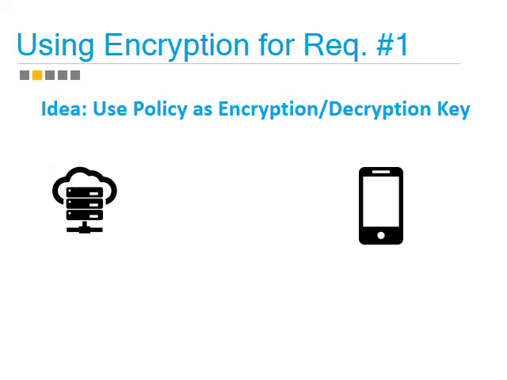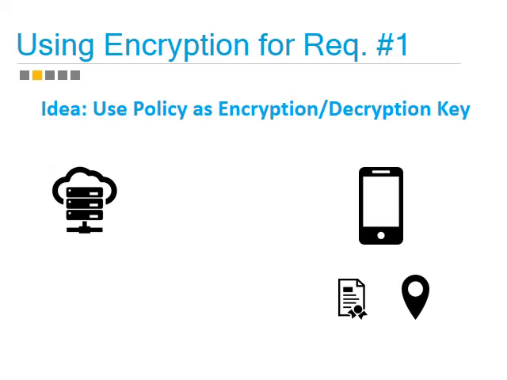Our first observation was to use encryption. The key idea here is to use the policy as an encryption and as a decryption key. Don't worry too much about the mechanism of how to use a policy as a key. The point here is to illustrate how the use of encryption can actually get us closer to accomplishing the PCD goals. The mobile device on the right takes the GPS reading and the policy and uses the policy to encrypt the GPS reading.